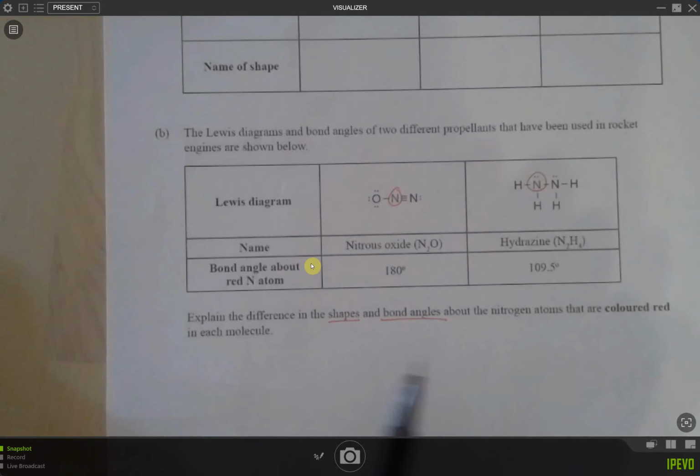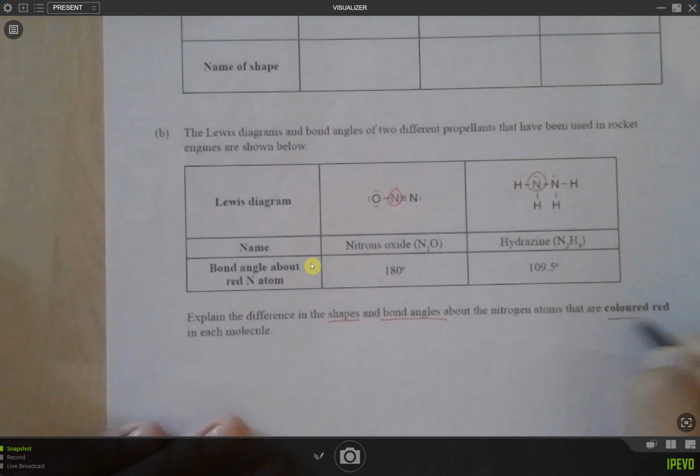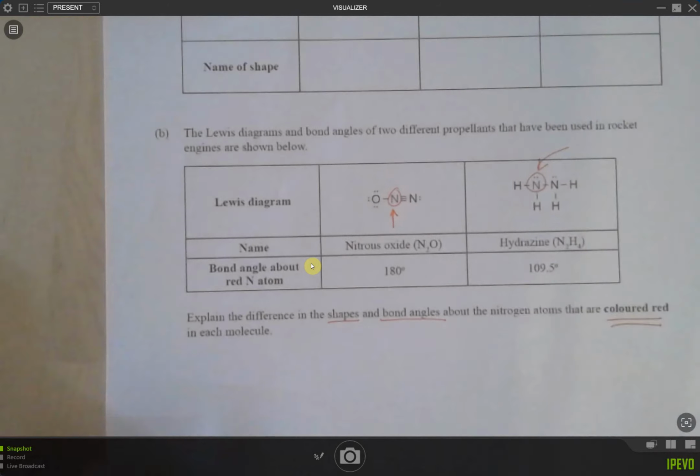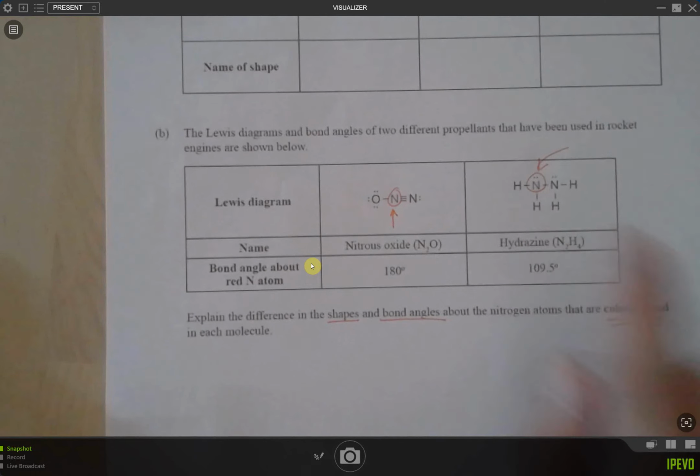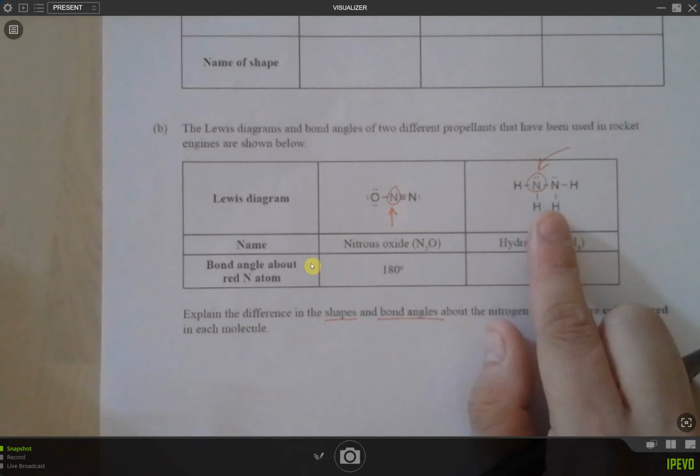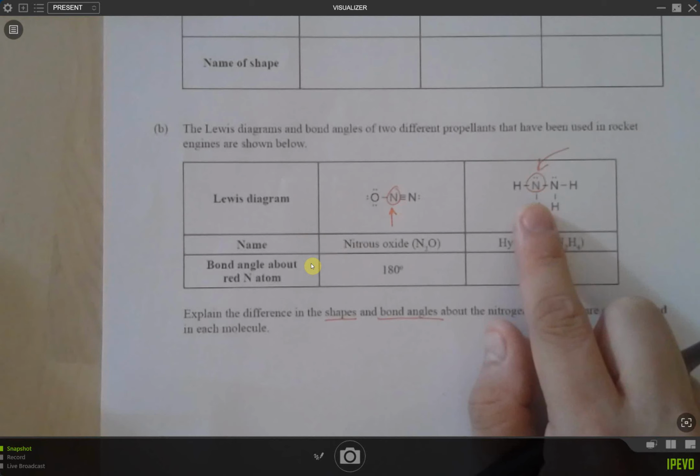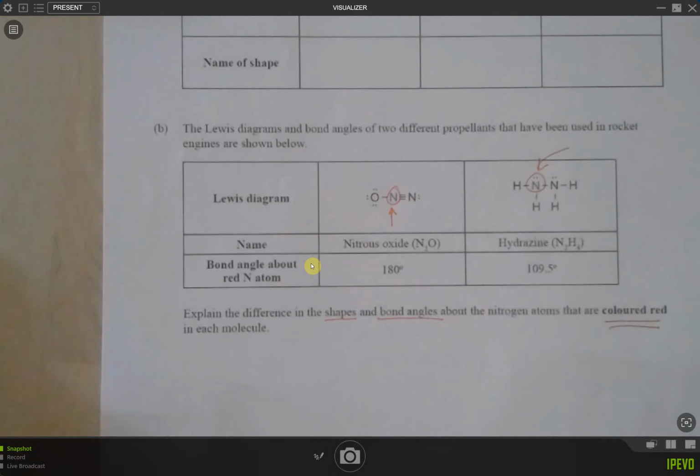It's really important that you read the question carefully. So in this case, they want you to talk about the nitrogens that are colored red only. So you're using that one as your central atom. Because remember, whenever we're talking about Lewis structure, whenever we're talking about shape, we're doing it in reference to the central atom. In this case, there's no technical central atom, so they've told you which one to work with.